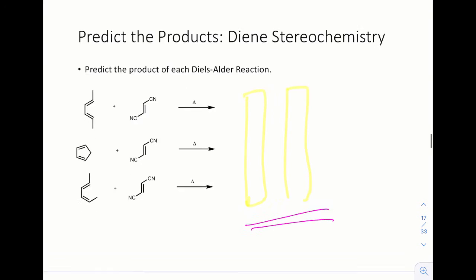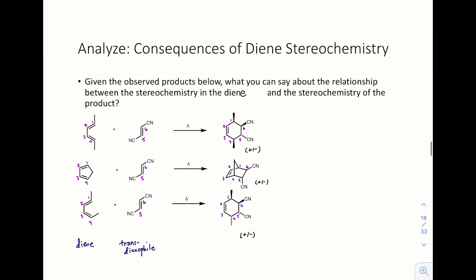Once you have made these predictions, let's compare to what is observed. Given the observed products below, what can you say about the relationship between the stereochemistry in the diene and the stereochemistry in the product? We should all be relatively comfortable thinking about the stereochemistry of the dienophile and how that relates to the stereochemistry of the product. The trans-dienophile is expected to have an anti-relationship between the electron withdrawing groups in the product, and that is indeed the case.